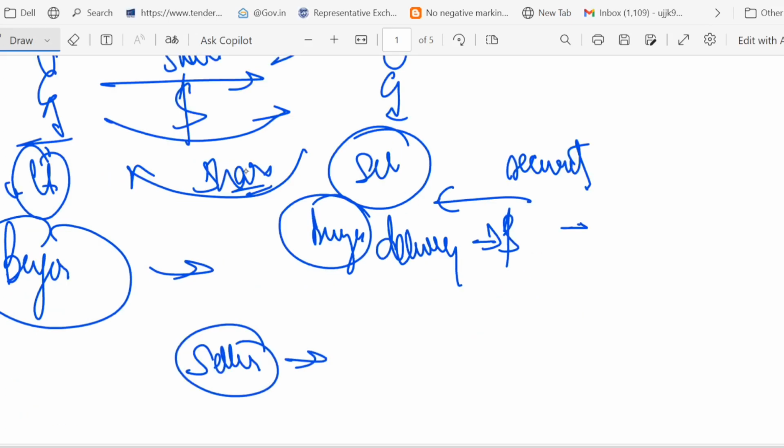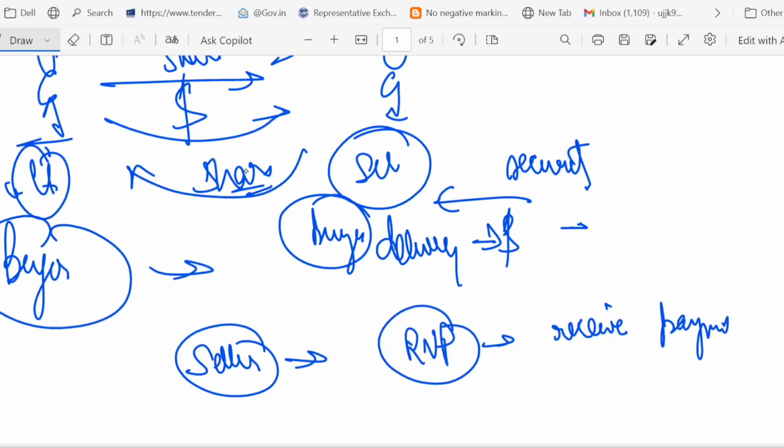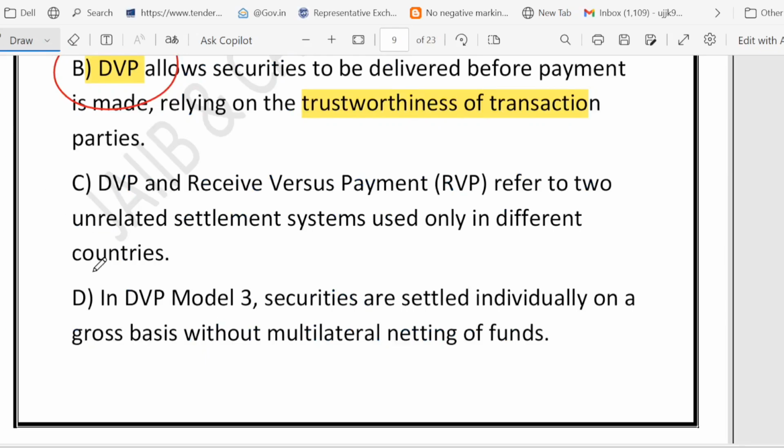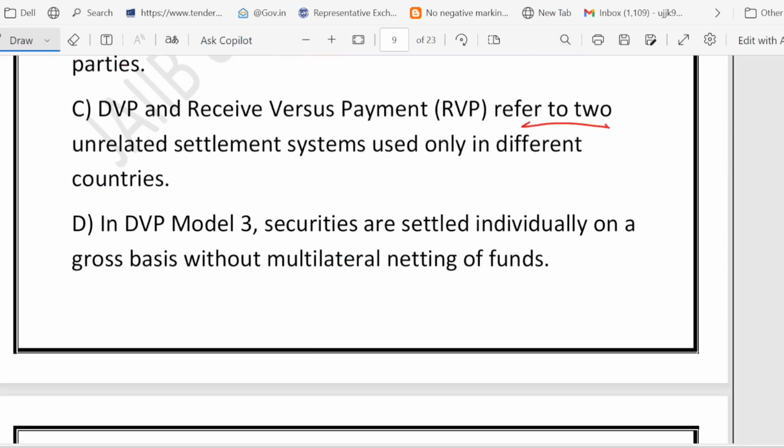What is from the seller's point of view? He says it is RVP. He says that I will receive payment when I deliver security. See, the seller has to deliver security. The buyer has to pay money. From the buyer's point of view, it is DVP. From the seller's point of view, it is RVP. That's why it is called two sides of the same coin. So both terms describe the same settlement process, just from a different perspective. Is it clear? Right. So the option that they refer to two unrelated settlements is completely wrong. What about option D?